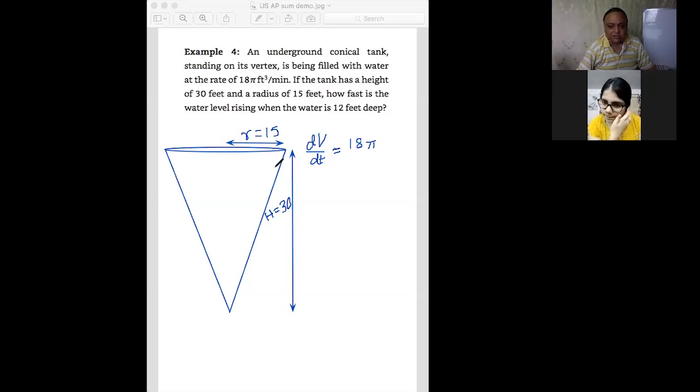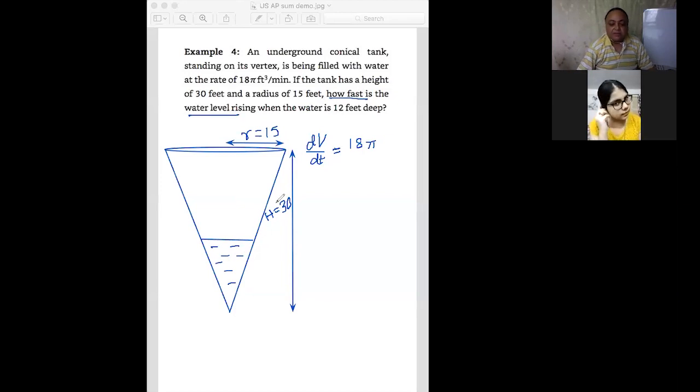What are they asking us? So water is filling up, right? The water is slowly filling up, and at an instant, it is somewhere here. So this is the water. It's being filled up. Fine. So they've asked us, how fast is the water level rising when the water is 12 feet deep?